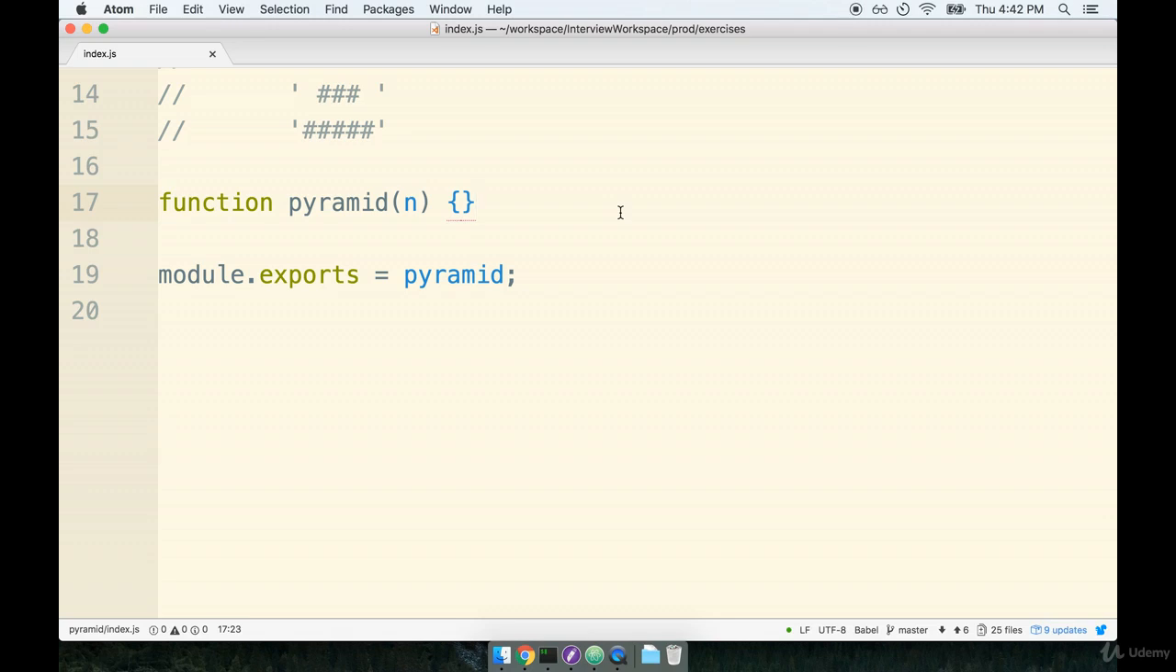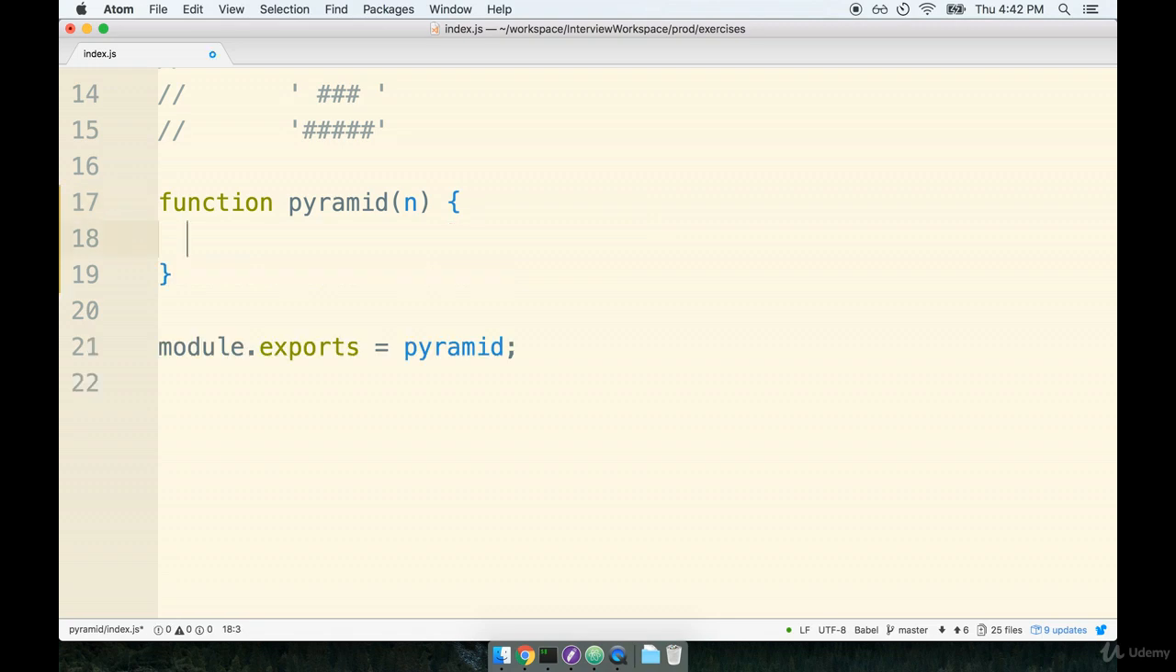In this section, we're going to start to look through the iterative solution to the pyramid problem. So let's get started. Now, the first half of this solution is going to look very similar to the steps one. So we want to make a for loop that's going to iterate over each row of our output.